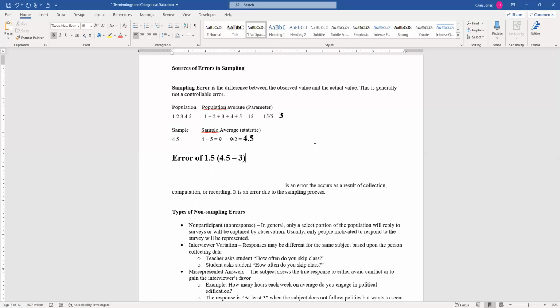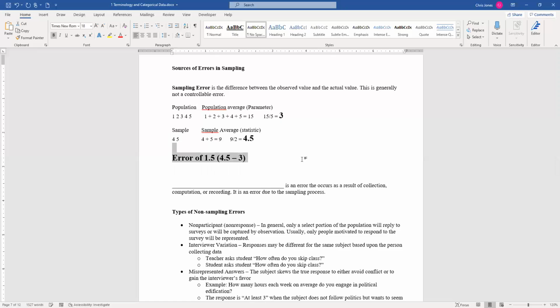Does that mean we did anything wrong? No. It's not a controllable error. It just happened. Maybe we didn't get enough observations, maybe we didn't randomize our population or samples enough, whatever it might be. But that's what we call a sampling error: you just take an average of the population and an average of the sample, and they're different. It's nothing that we did wrong.